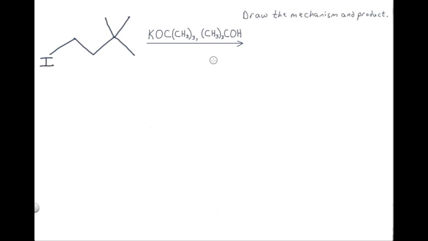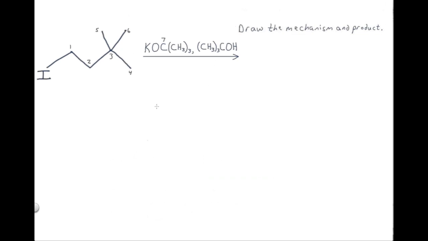Let's start by numbering all the carbons. I numbered the carbons, including this one. On the other hand, it's difficult to number these carbons because these actually represent 3 separate methyl groups, so I won't bother numbering those. And this is an alcohol solvent that turns out won't participate in the reaction, so I won't bother numbering those carbons.